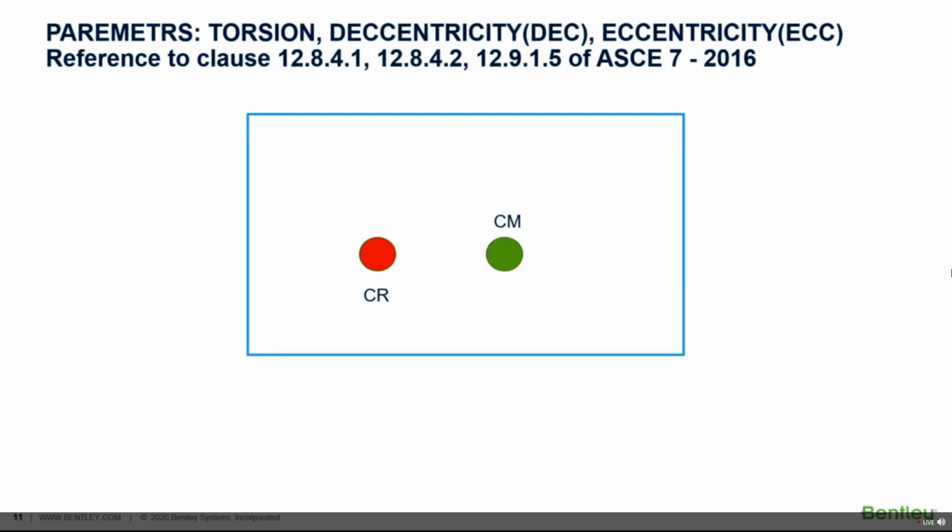We would also require this case in the combinations to be considered for the common members of the multiple load resisting systems for the structures assigned to SDC D through F. We will discuss this in more detail when we discuss the direction of the loading. And similarly, we would specify the DEC and ECC parameters for the response spectrum cases in the Z direction.